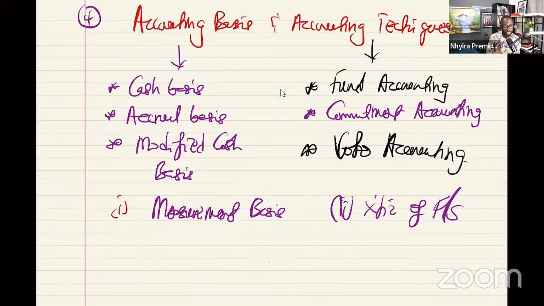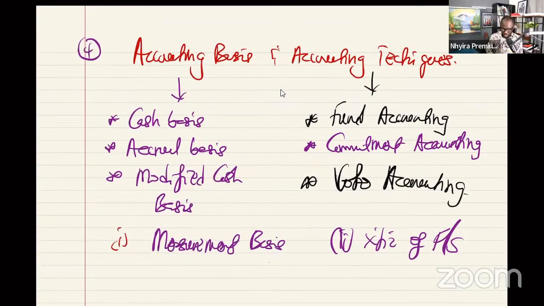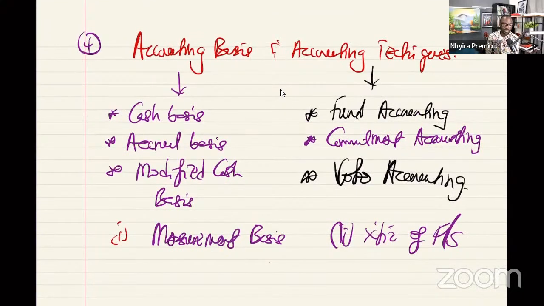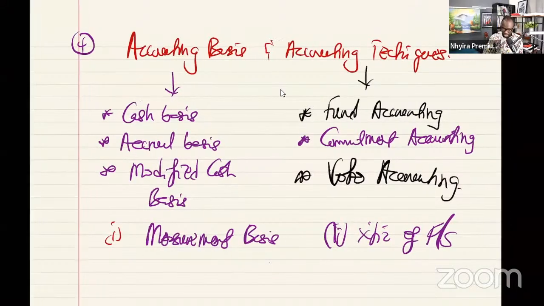examination. So the accounting basis, like I said, cash accounting, you recognize the transaction when cash is received or paid. Accrual accounting, you recognize the transaction immediately the transaction takes place. Modified cash basis, it is where you leave the books open 3 months after the year end in order to capture transactions relating to the previous year, which are being paid for or received in the subsequent year. Then fund accounting, commitment, vote accounting, we'll get into all of these things also. So that is the fourth key aspect of the syllabus that we need to make sure we pay attention to and know a lot about as we head into the exam hall.